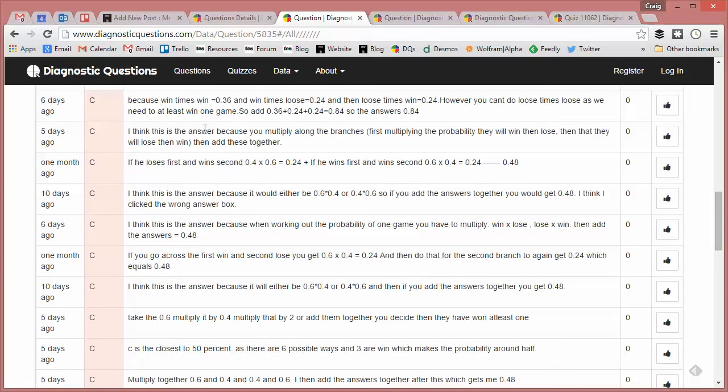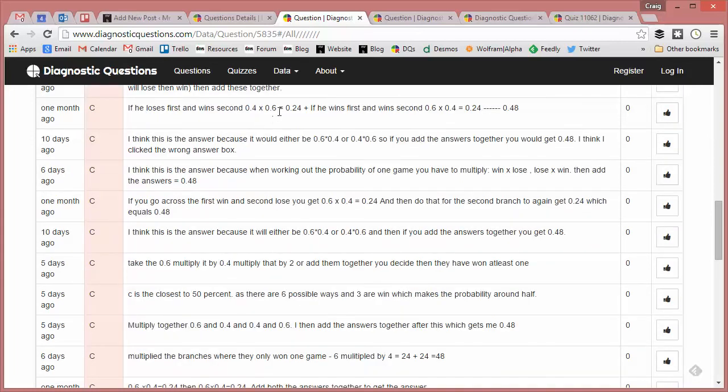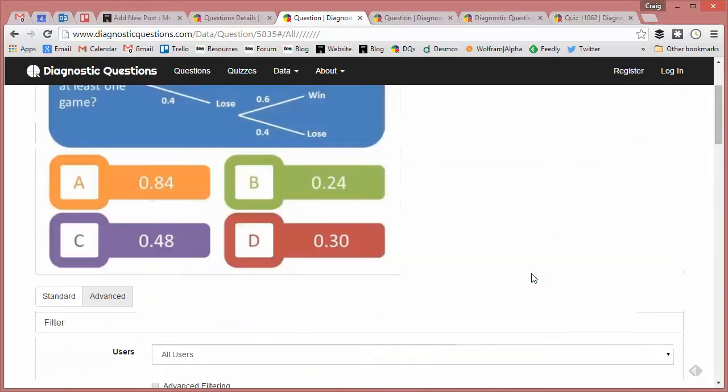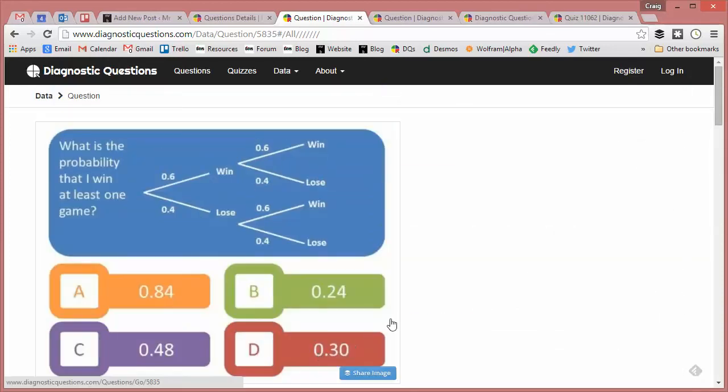So here we go. Let's have a look at this, it's a good one here. "If he loses the first and wins the second, that's 0.4 times 0.6, 0.24. If he wins the first and wins the second, 0.6 times 0.4. Add them together, 0.48." And all the answers down here are suggesting the same thing. Take the 0.6, multiply by 0.4, multiply that by 2, and so on. And this student even refers to the probability of winning at least once, and yet they've clearly demonstrated that they've worked out the probability of winning exactly once. So a common misconception.